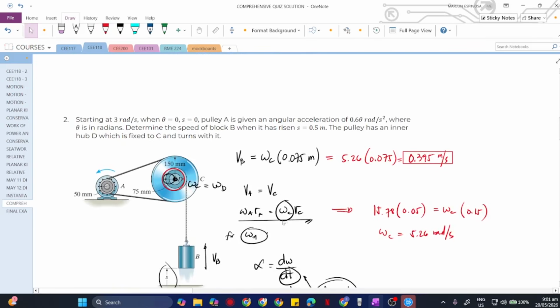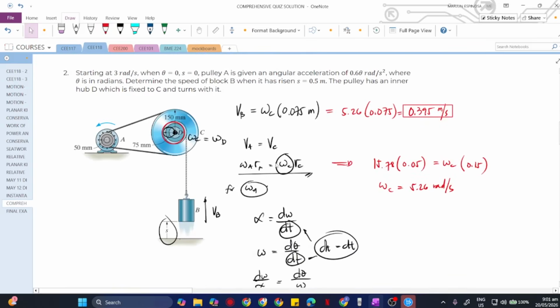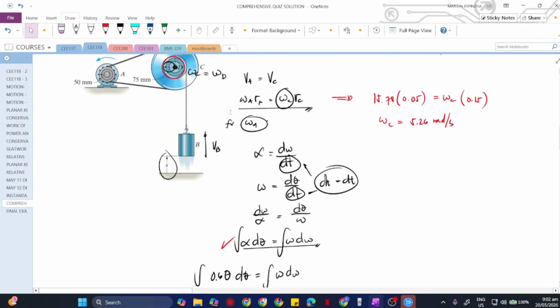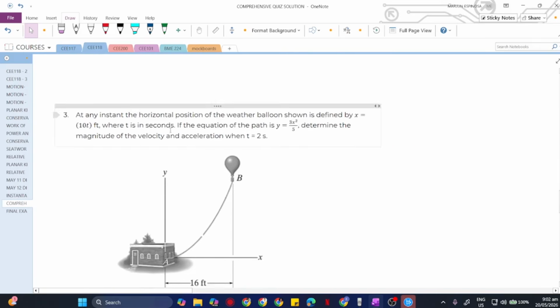Balik tayo dito sa ating initial working function. So, 15.78. So, nakuha natin yung omega C. And finally, ginamit natin yung omega C to solve for the value of the velocity of the block B. So, yan yung magiging process natin for this problem. So, I hope nakuha nyo, no? Now, for our next problem.